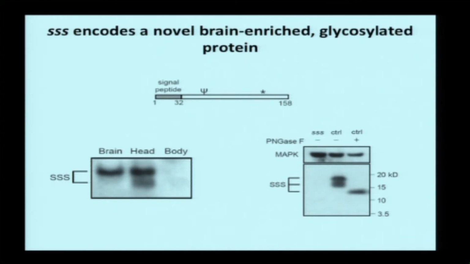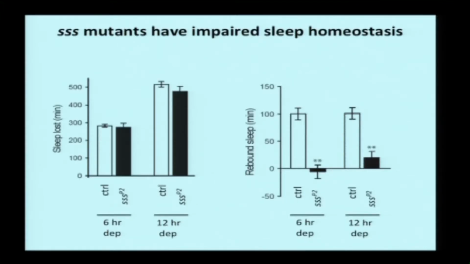Now, the original sleepless mutant slept so little that we couldn't do the homeostasis experiment, in other words, deprive it of sleep and look for rebound. But we were fortunate enough to get a second allele that has normal levels of daily sleep, so we did the homeostasis experiment with that. When you deprive this mutant of 6 hours or 12 hours of sleep, it loses the same amount as control because they have the same amount to begin with. But rebound is greatly reduced. So sleepless is required for daily sleep, and it's also required for rebound following sleep deprivation.